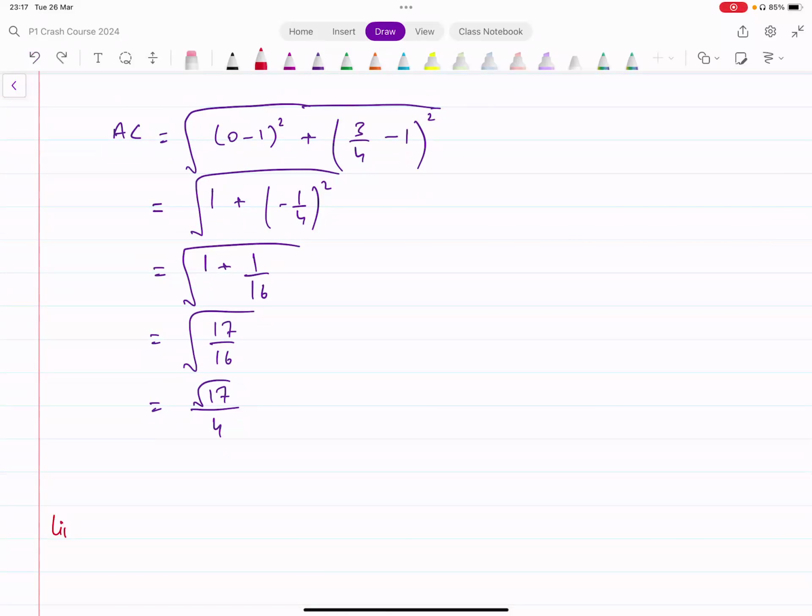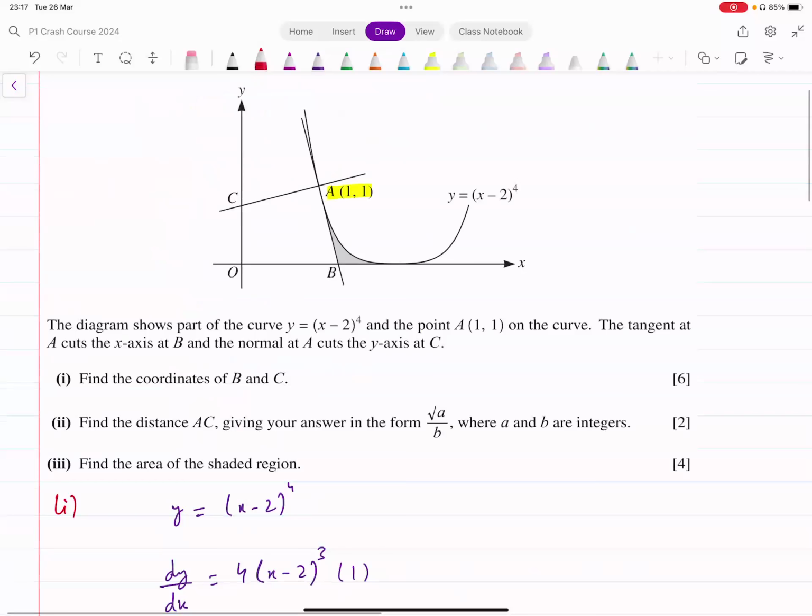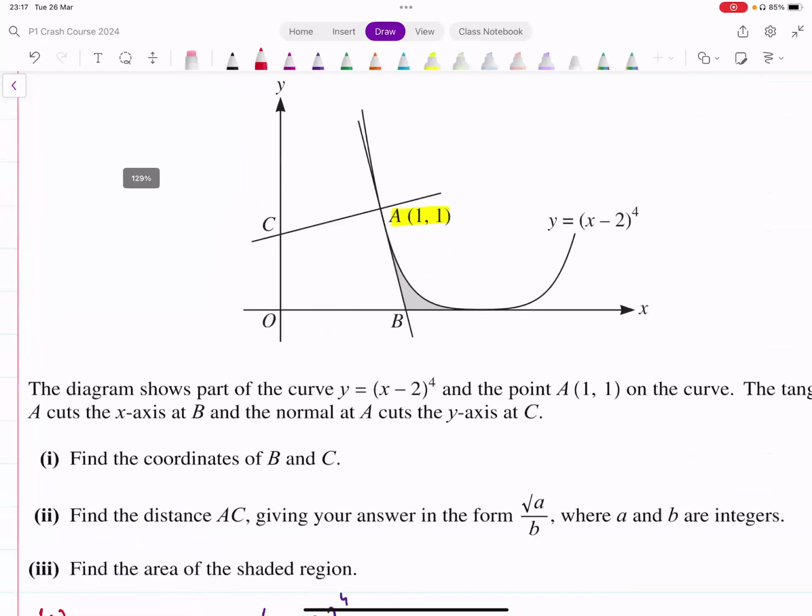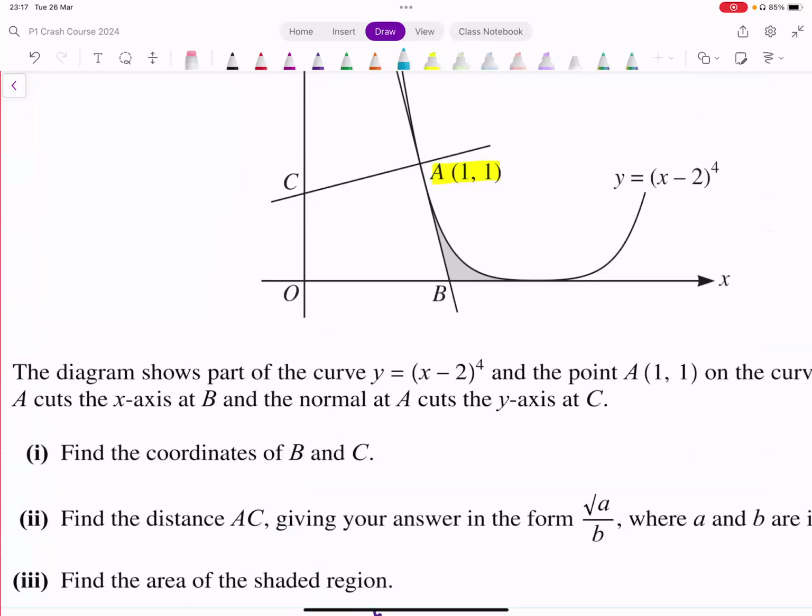Now in the first two parts, there was no integration, right? The first part was differentiation. And the second part was coordinate geometry, just finding distance between 2 points. Let's look at the last part now. In the last part, it says find the area of the shaded region. Now this looks slightly complicated. We need to find the area of this shaded region.